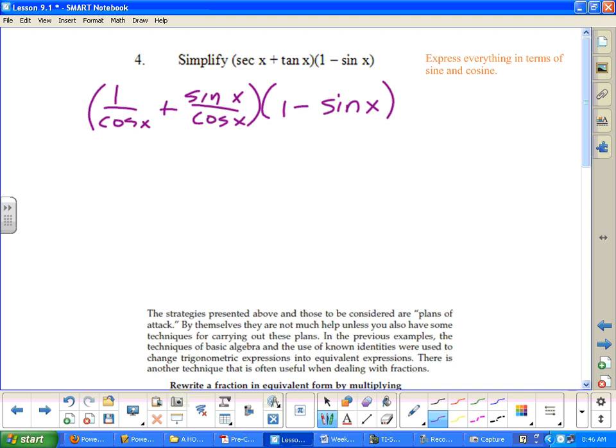So what do I have on the left side here, or in the factor on the left side? I have a common denominator. So I'm going to put that together. Maybe that'll help me. So we have 1 plus sine of x over cosine of x times 1 minus sine of x.